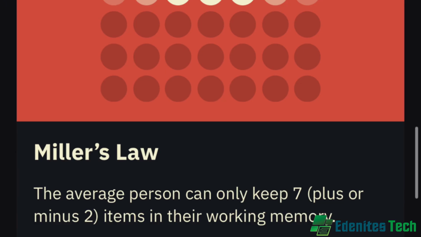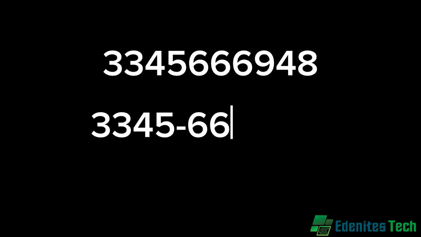Miller's law. The average person can only keep 7 plus or minus 2 items in their working memory. We don't have retentive memory these days, and it's quite easy for people to forget about things. Because of this, the law encourages chunking. For instance, if you are seeing this number, 3345666948, you won't easily remember it than if you're seeing it in a situation like this, 334 566 6948. You find out that users will easily remember the second option than the first option because the second option encouraged chunking. It was broken down in bits.